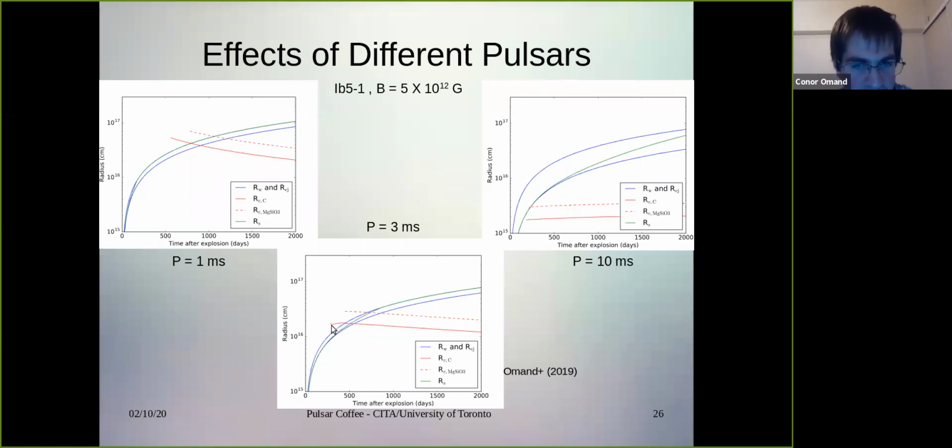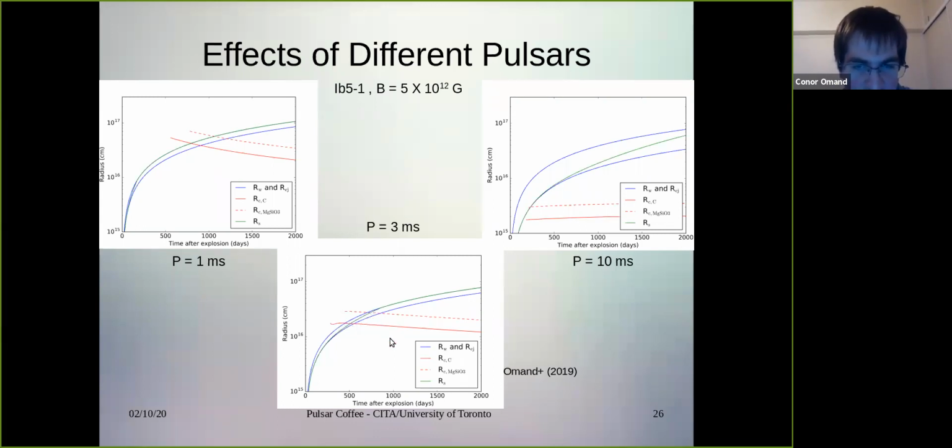For this one here, you can see that originally the sublimation radius is outside the outer edge of the ejecta, and so we don't immediately form dust. And there's this time scale here where the sublimation radius goes inside the outer edge, and the ionization radius will keep pushing out but is not at the outer edge yet. And so here we expect some carbon dust to form.